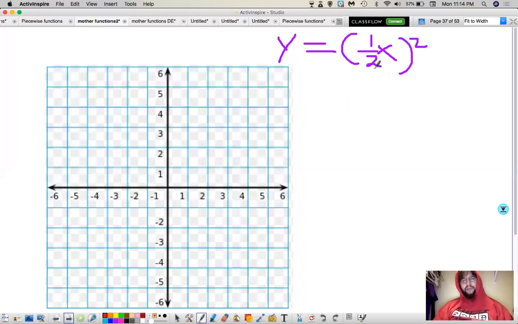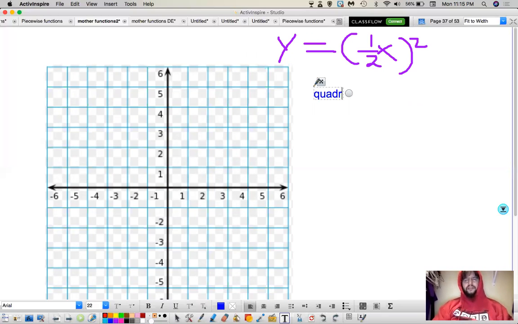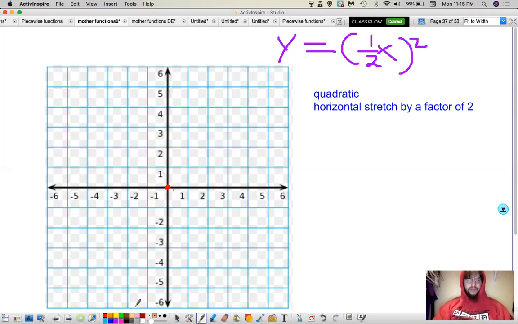So here we have an example of a horizontal stretch. Quadratic. Should have gone with absolute value. Those are easier. Anyway. Horizontal stretch by a factor of 2. So this one I can go with this. It's fine. Right. Okay. Color. Good enough.